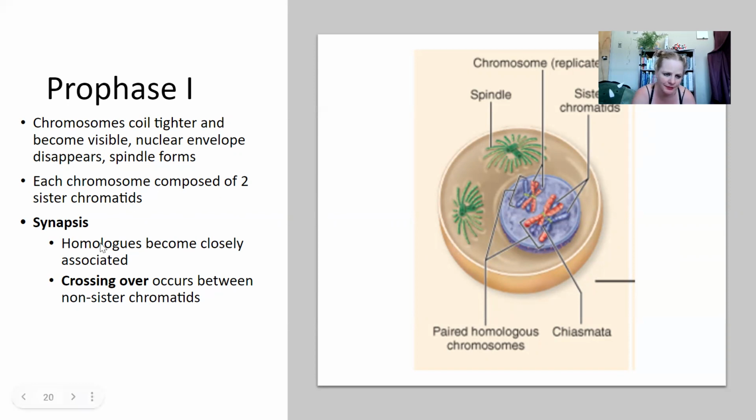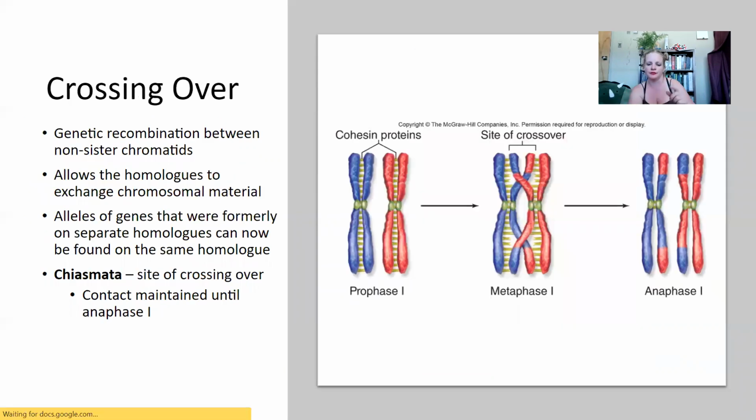All right, so again, synapsis happens, and our homologous chromosomes come to hang out together, our copy from mom and our copy from dad. And we actually see a little bit of a swap. Crossing over occurs between non-sister chromatids, so the chromatids on the other homologous chromosome. Let's look at this. Crossing over is one of the sources of genetic variation.